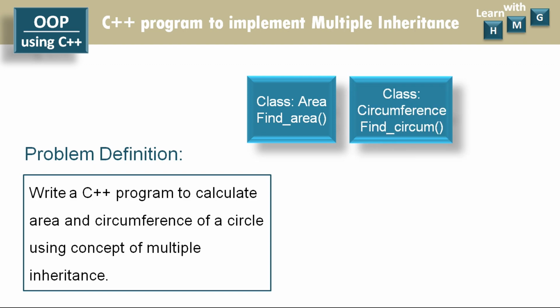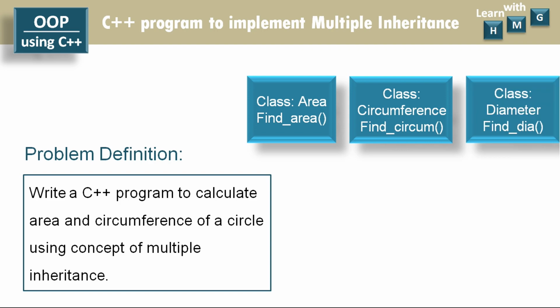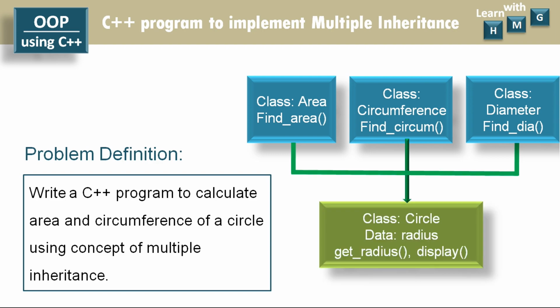Next class is circumference, in which find circum is the member function, and another class is diameter, in which find dia is the member function. So these are the three base classes, and from these base classes one class is derived, that is circle class. The circle class is having the data member radius and two member functions, get radius and display.